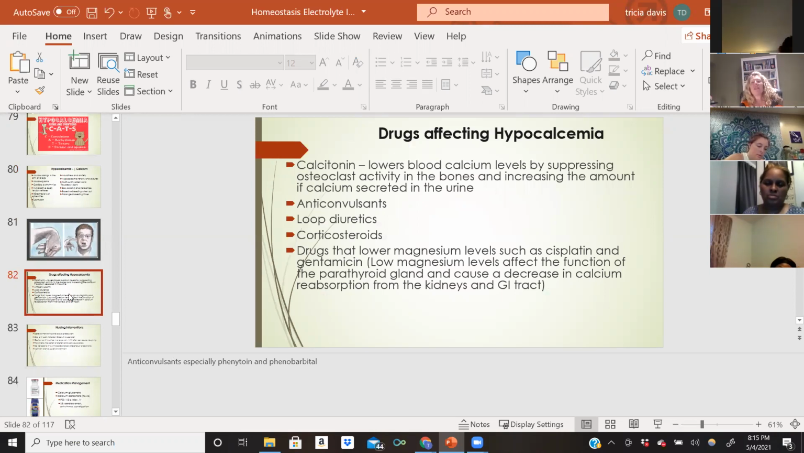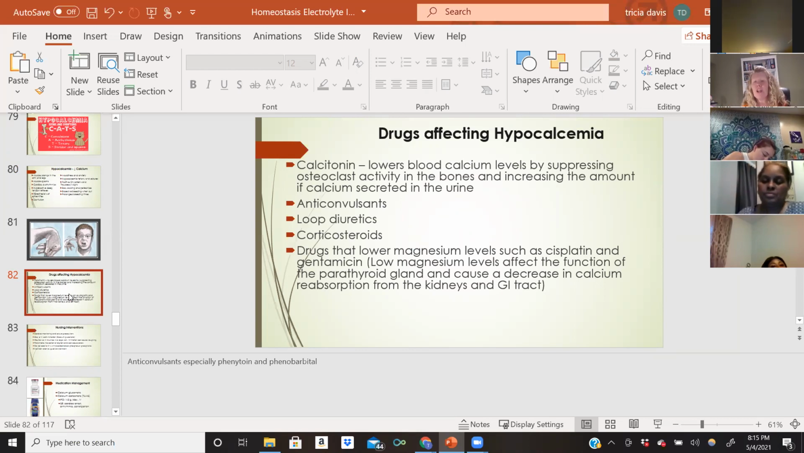So what are some drugs that affect hypocalcemia? Calcitonin helps lower blood calcium levels by suppressing the osteoclast activity in the bones, and it increases the amount of calcium secreted in the urine, thus causing low calcium, hypocalcemia. Certain anticonvulsants, those loop diuretics, right? We're pulling all the fluid and electrolytes off. Corticosteroids can cause low calcium.